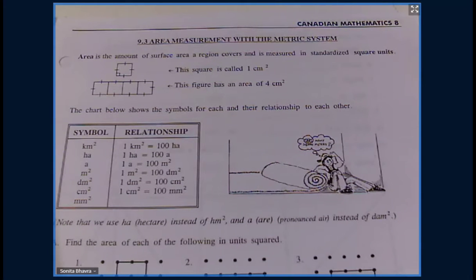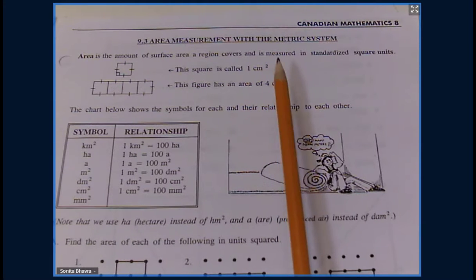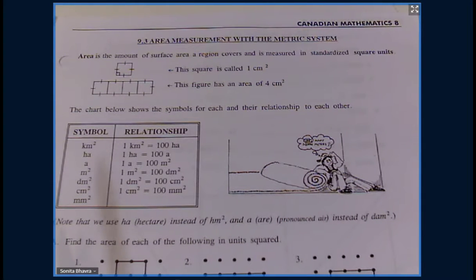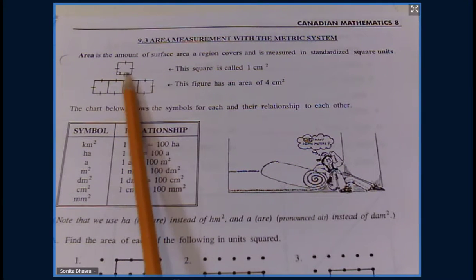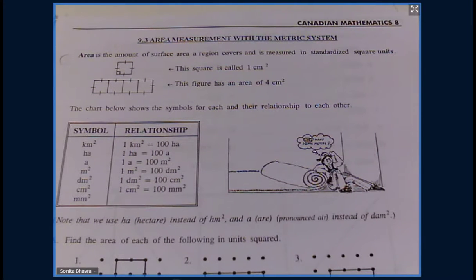All right, so anytime we're looking at area, the units will always be squared because it's a two-dimensional measurement. So it's usually length times width. So it's a two-dimensional measurement. Therefore, our units are square units.